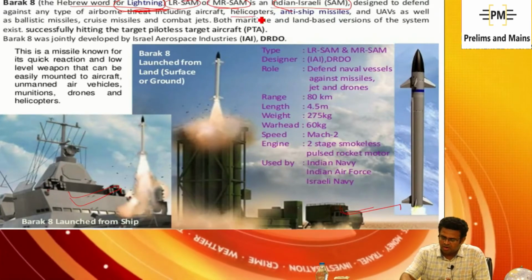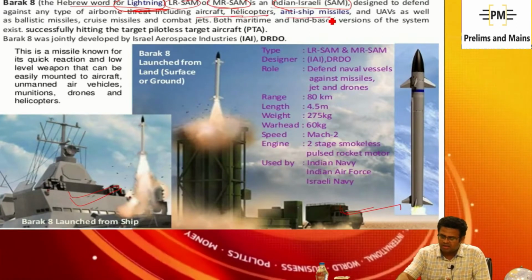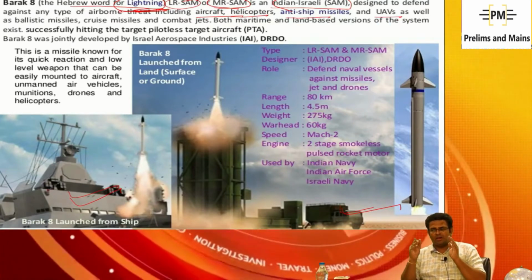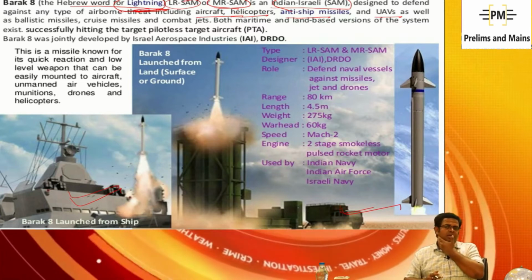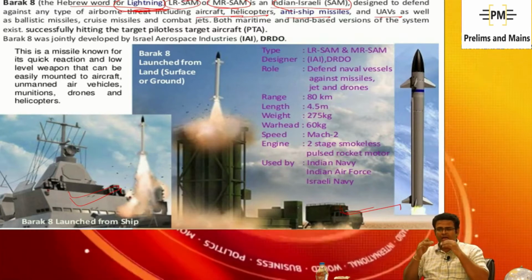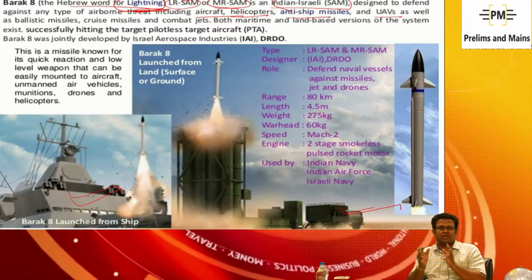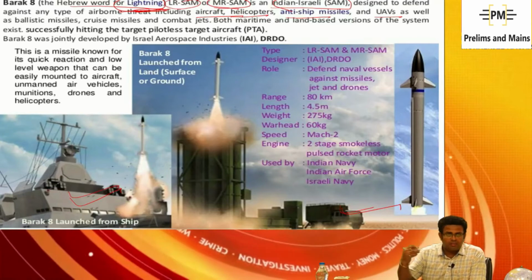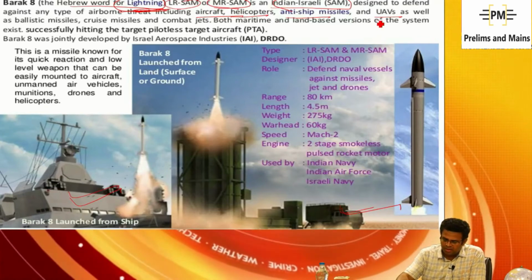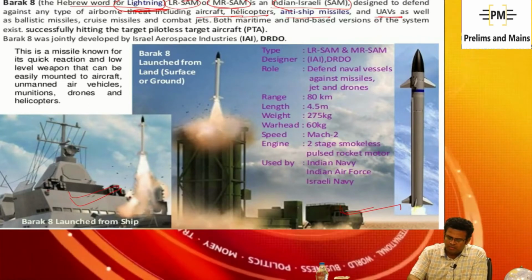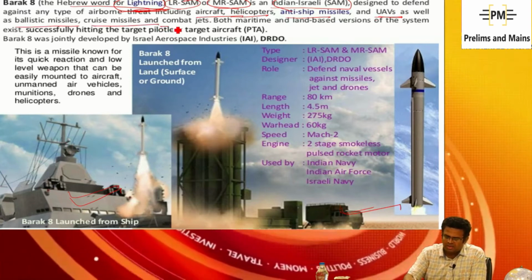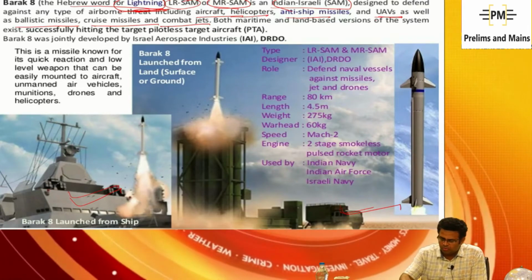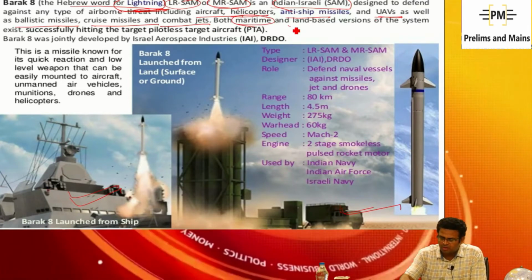Helicopters, aircraft, anti-ship missiles, UAVs, unmanned air vehicles. An unmanned air vehicle means a pilotless aircraft, there is no pilot inside the aircraft. It can also be a drone. Ballistic missiles, cruise missiles, any jets or anything can be attacked, and it is also marine based, from the sea, and it can also be on land.